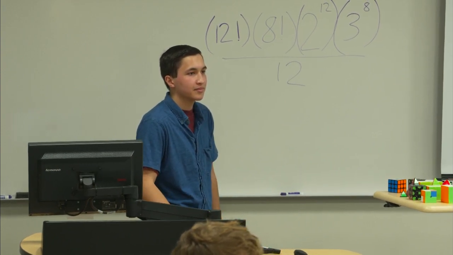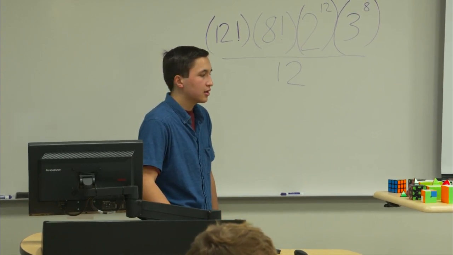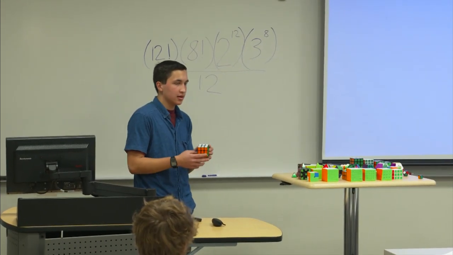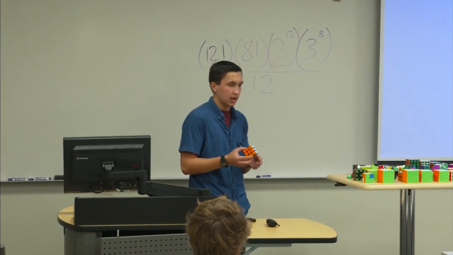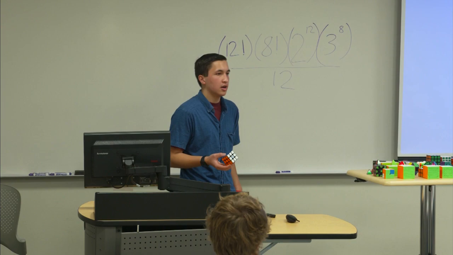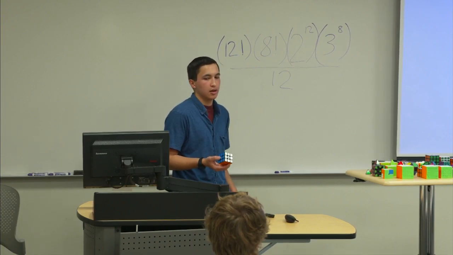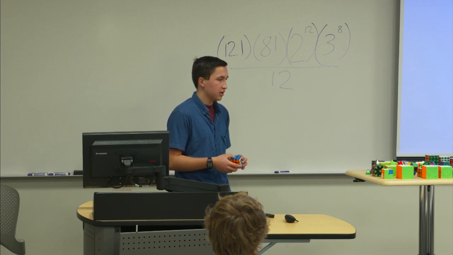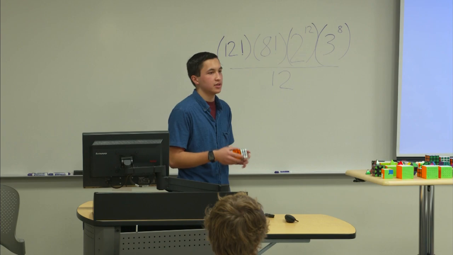Yeah? For your 3x3s, which one do you prefer the most, like mechanically speaking? I just got this, it's called the Gans 356 Air. It's one of the cubes that is used by the world record solver, so it's well above the other ones I have. So this one is definitely my favorite.